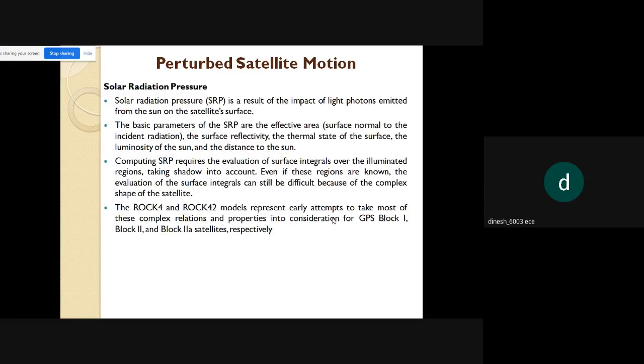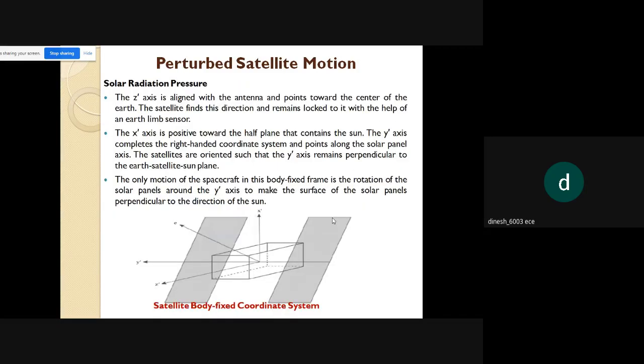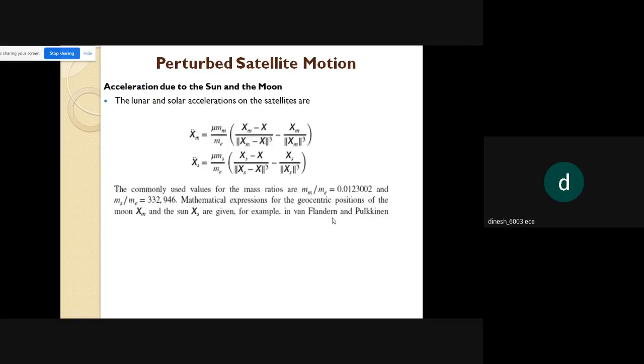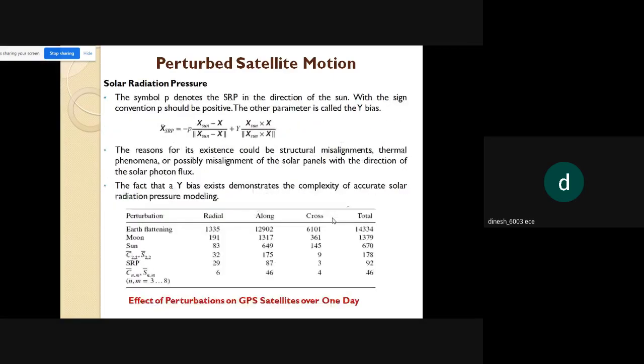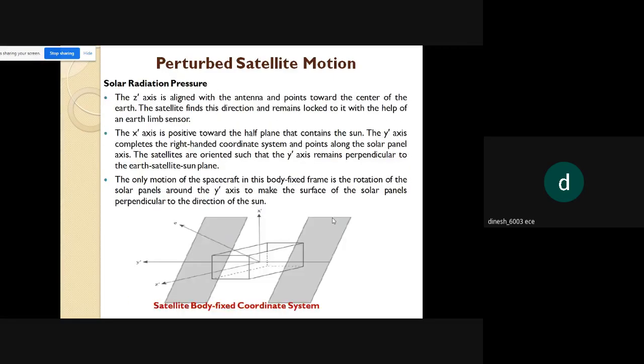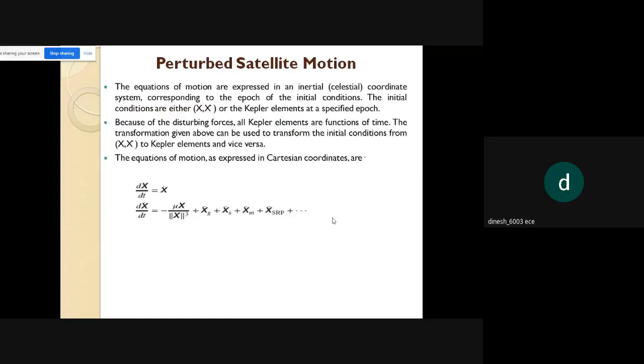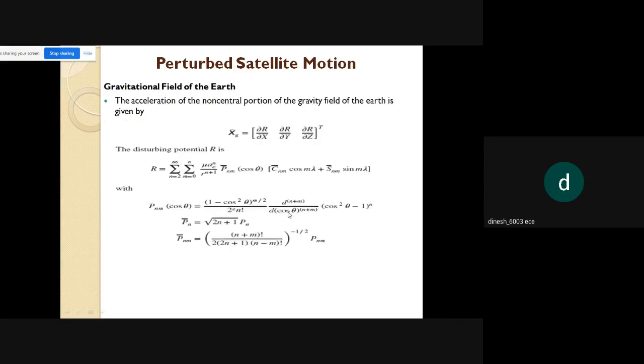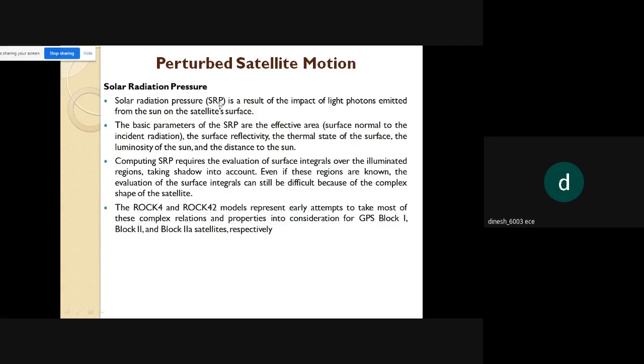So next is solar radiation pressure, which is this. We had found xg, which is due to gravitational. We had found xs, which is due to sun. We had found xm, which is due to moon. We are going to find next one, x SRP. SRP is your solar radiation pressure.